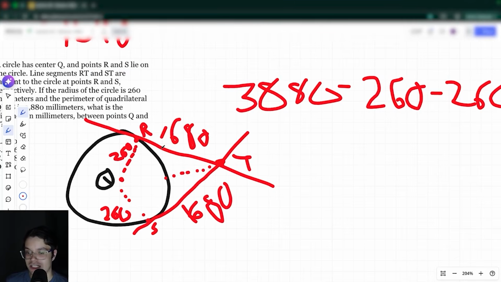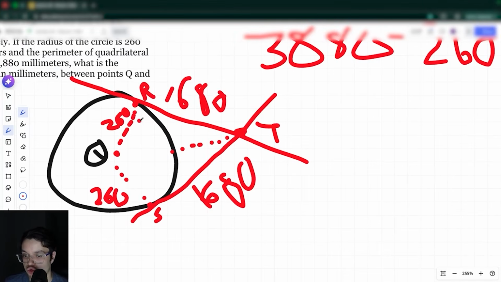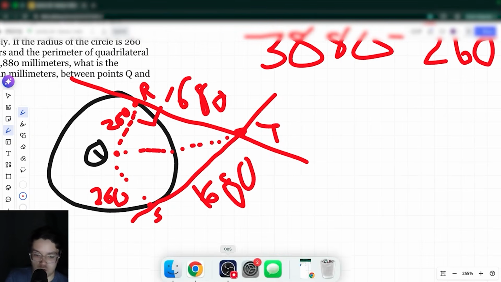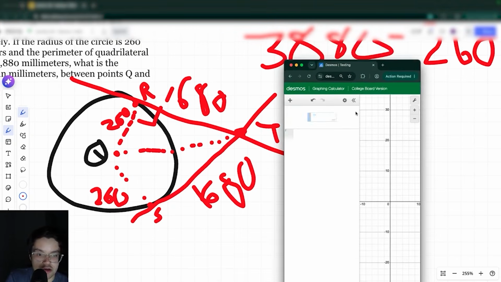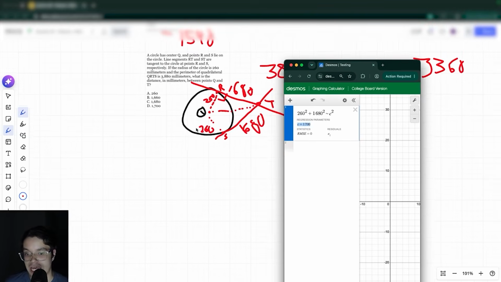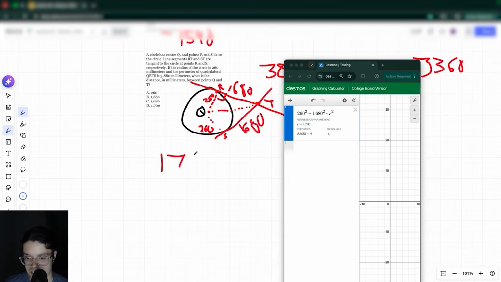Well, what you may notice now is that since we know that there must be a right triangle between these two lines, we can basically just use the Pythagorean theorem. You may not have noticed this at first, but we have a right triangle here, 260, 1680, and then a hypotenuse that goes from Q to T, which is what we're solving for. So I can just go ahead and write it out there. 260 squared plus 1680 squared equals c squared, so 1700. Therefore the answer here would be 1700.